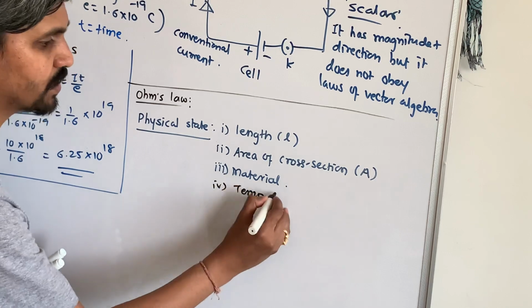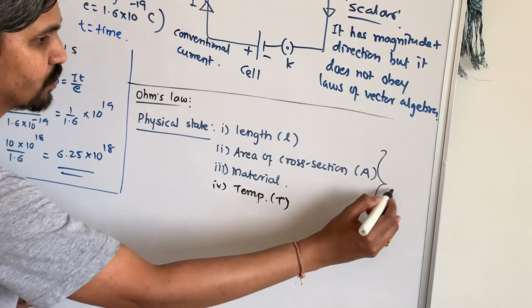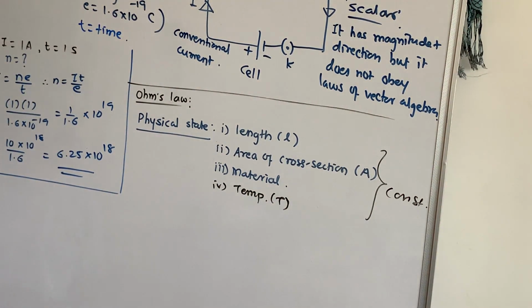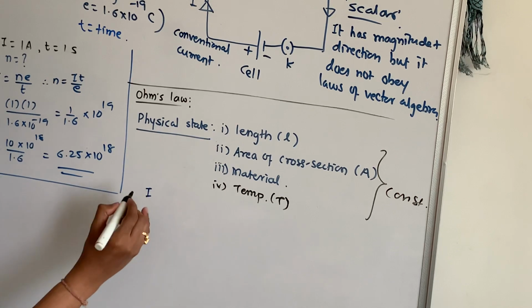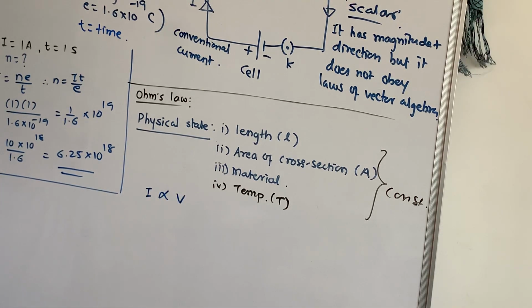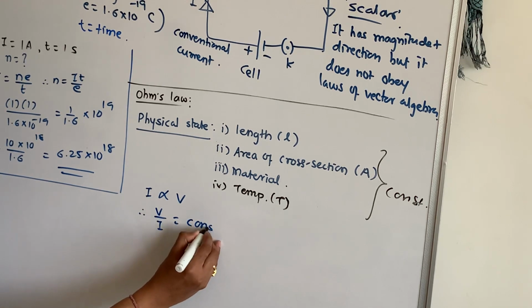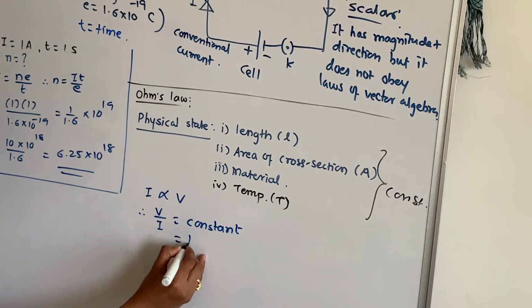So if these quantities and the temperature remain constant, then according to Ohm's law, the current flowing through a conductor I is directly proportional to V, where V is the potential difference applied across the conductor. We'll come to that point, what exactly the potential difference is. Current flowing through a conductor is directly proportional to potential difference V applied across the conductor, right? I will just modify this part. Therefore, V upon I is a constant, and this constant is nothing but R.